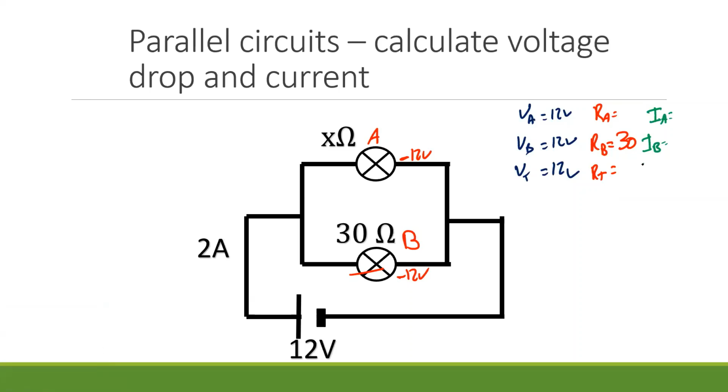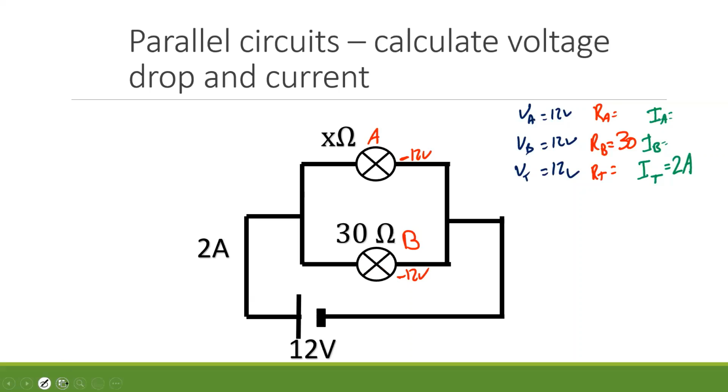What about the total current? Do we know what the total current is? We do know what the total current is. What is the total current then? It's 2 amps. Thank you. The total current is 2 amps. Now, that's all the information we can take straight from the picture.